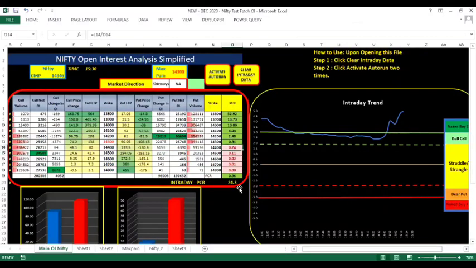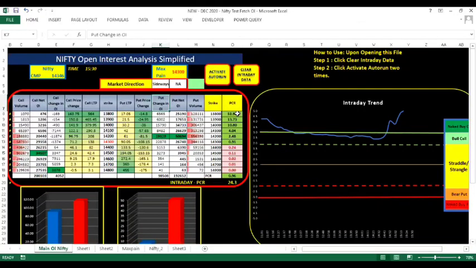So one can easily take a clue which level is likely to be a support, and based on support and resistance you can decide to do some positional trading as well. Now coming to the intraday PCR. The intraday PCR I was just discussing is based on the change in OI of calls and the change in OI in the puts during the day, right?